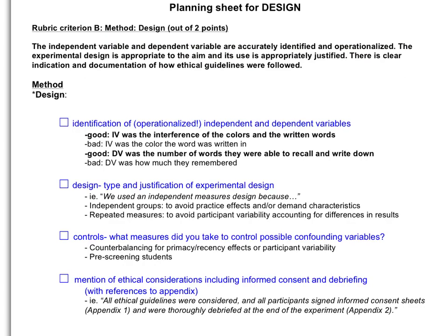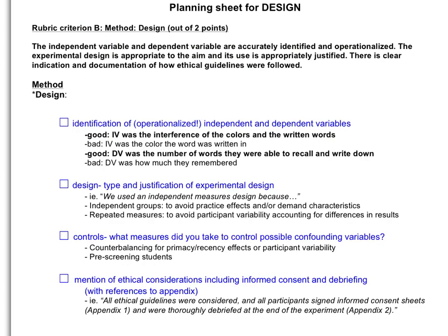A good example, this would be for the Stroop effect, is that the independent variable is the interference between the colors and the written words, okay, in our mind, the interference in our brain. So that's the thing that's causing the problem. A bad example would be that the independent variable was the color of the word, the color that the word was written in. Again, that's one of the contributing factors, but the actual independent variable is the interference between the color the word is written in and what the word actually says.